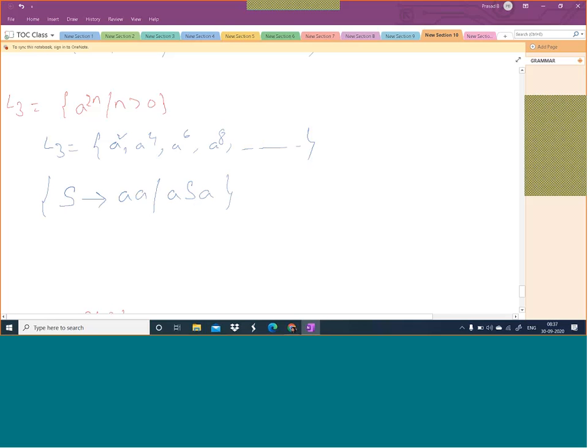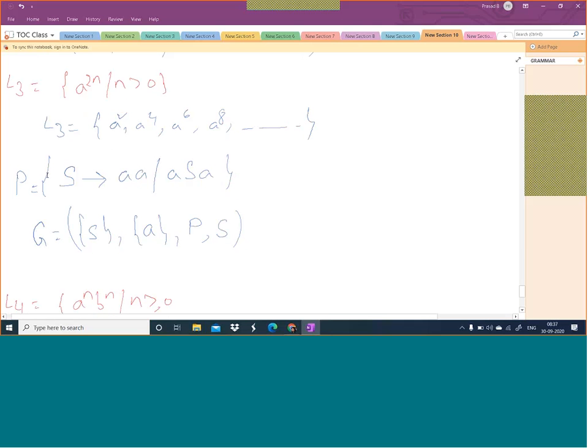So these are the productions. Now what is the grammar? Simple. Next time onwards, I don't write the grammar. S is the start symbol and non-terminal, and a is the terminal. P is a set of productions, the productions I wrote above, and S is the start. So this is the grammar.